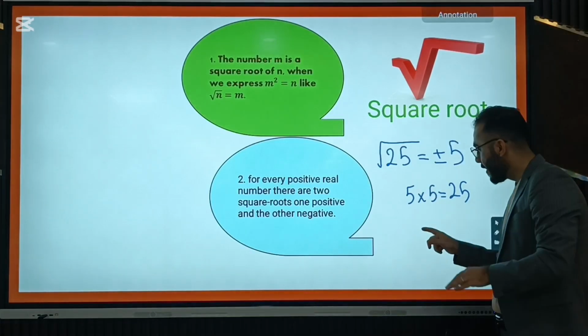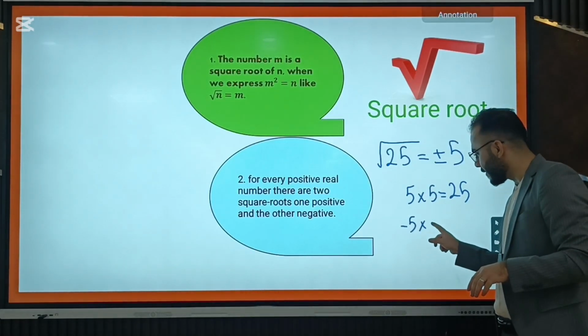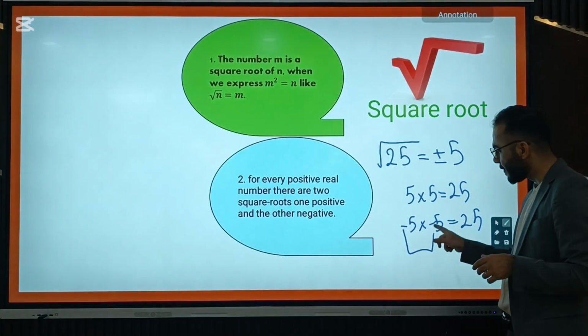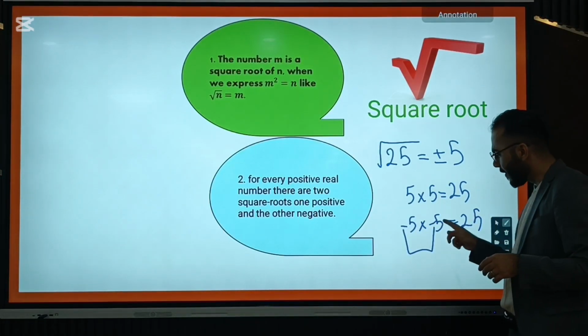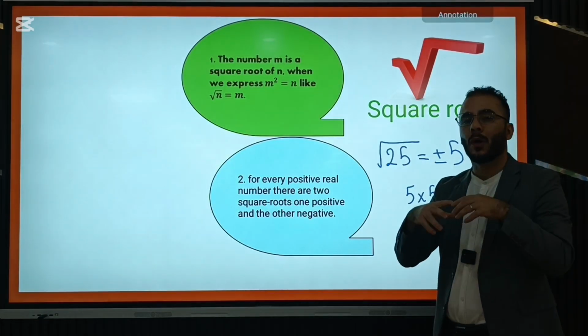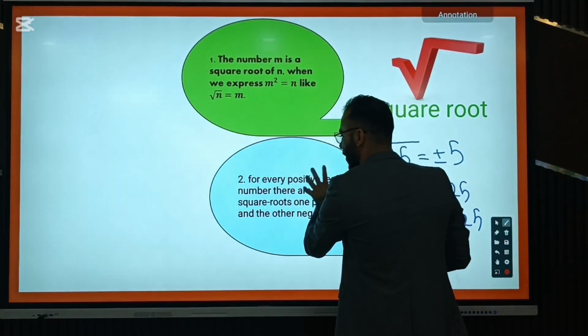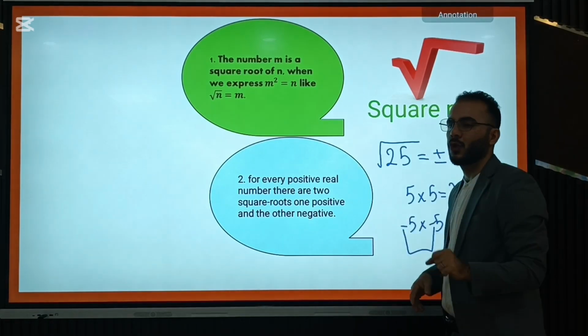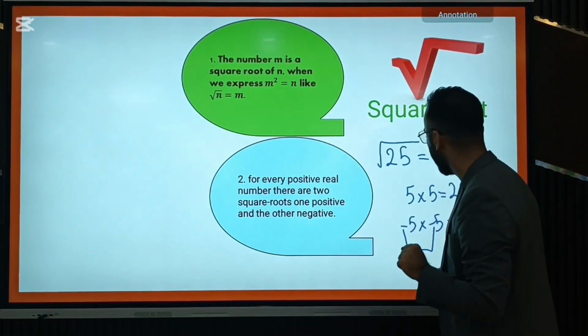Right? You agree with this, right? How about negative 5 times negative 5? Still it's equal to 25. How? Negative times negative is positive, 5 times 5 is 25. Therefore, the square root of a positive real number always has two square roots, one positive and one negative.